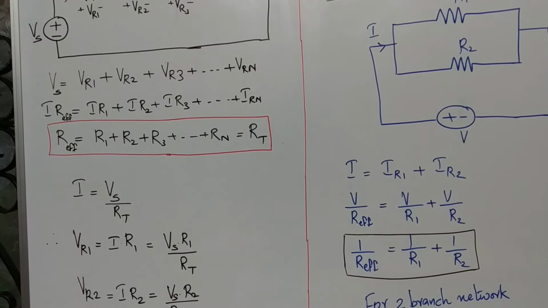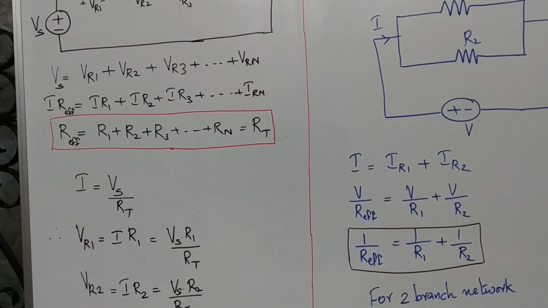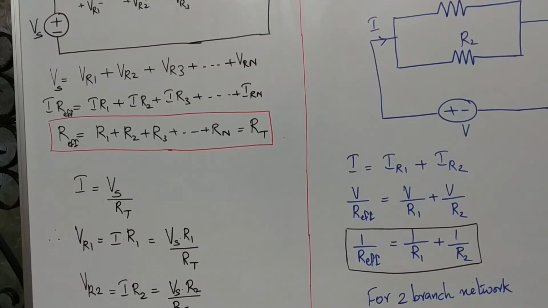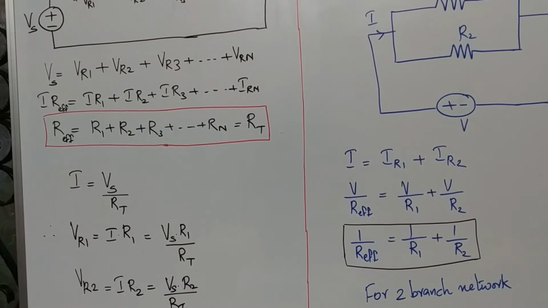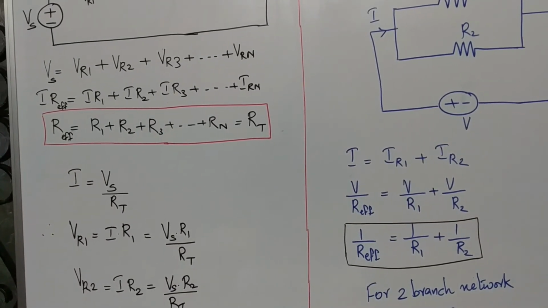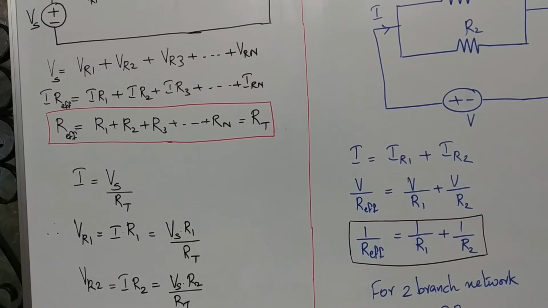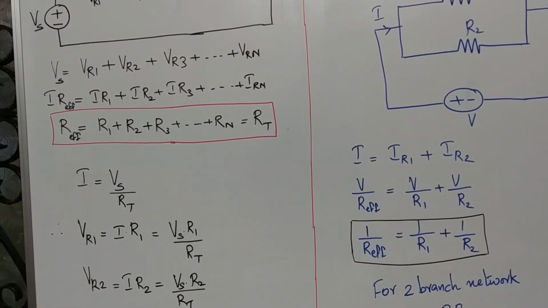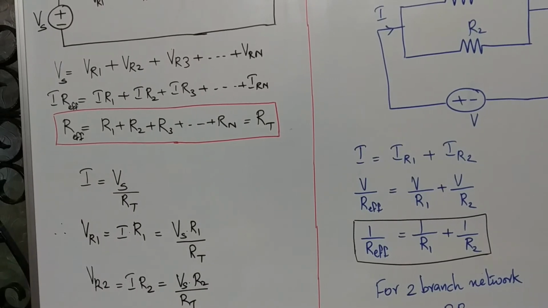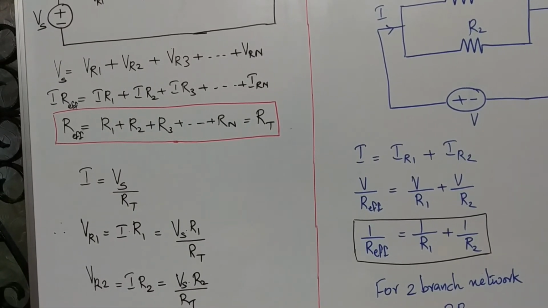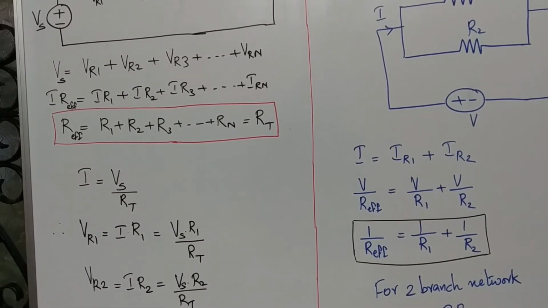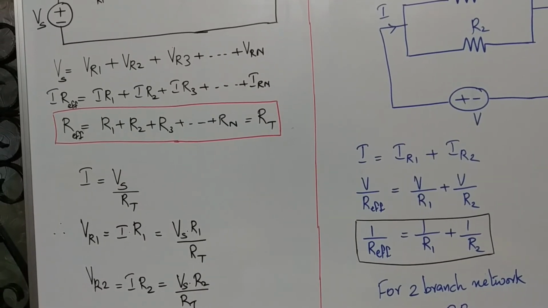You can cancel I from both the sides. So we will get R effective equal to R1 plus R2 plus R3 plus etc., Rn, which is nothing but the sum of all the resistances. So when various resistances are connected in series, effective resistance will be the sum of all resistances.